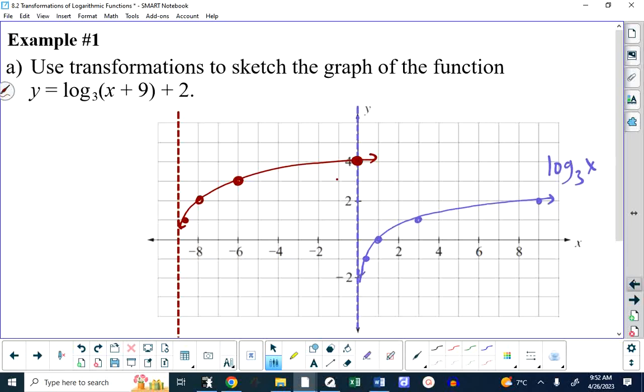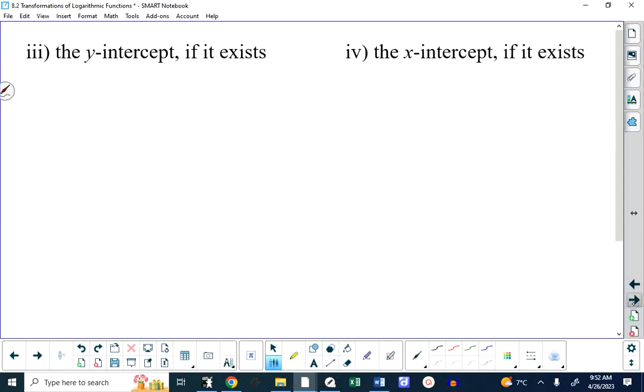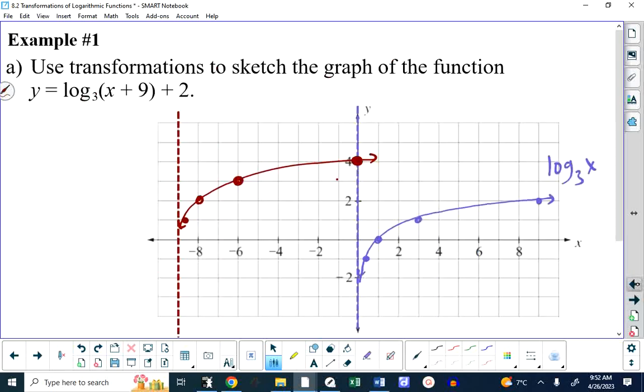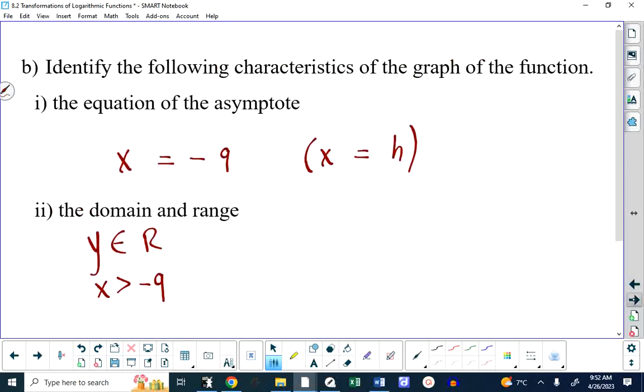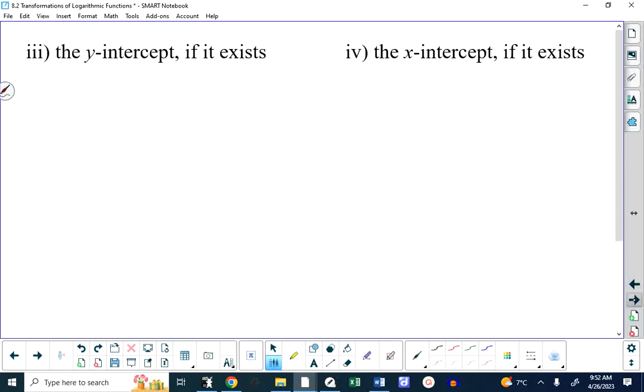Now, let's take a look at the rest of this. Y-intercepts, if it exists. Well, the y-intercept is right there. We can see it, right? But let's do it algebraically. We have this equation, y equals log base 3 of x plus 9 plus 2. Am I right? Did I write it down correctly?